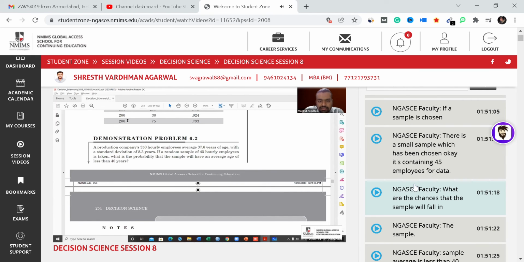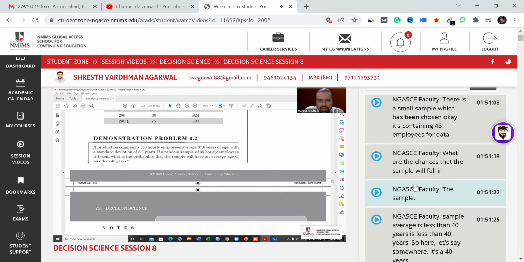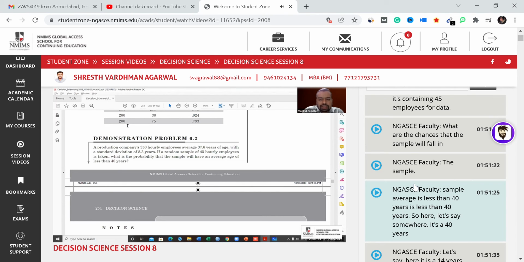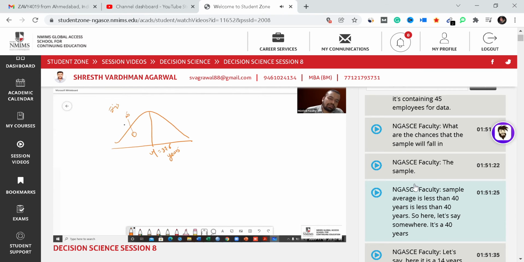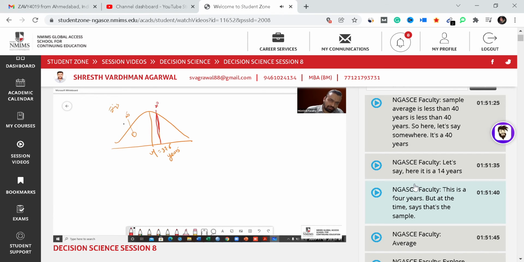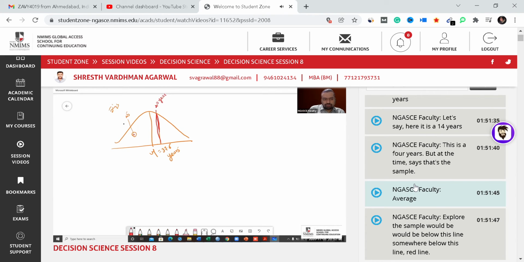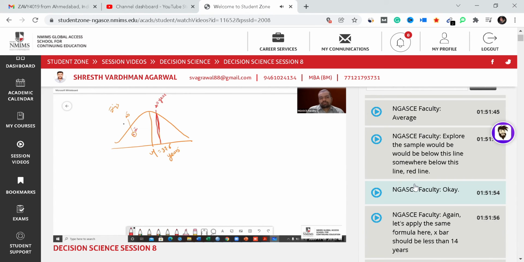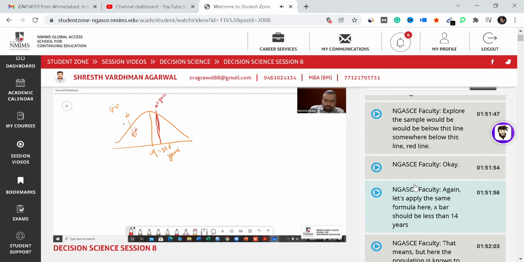What are the chances that this sample's average age is less than 40 years? So here, let's say somewhere it's 40 years. What are the chances that the sample average x bar of this sample would be below this line, somewhere below this red line? Okay, again let's apply the same formula.